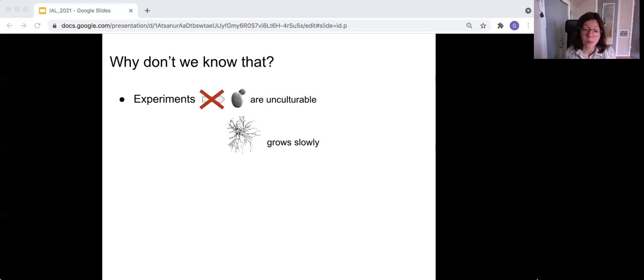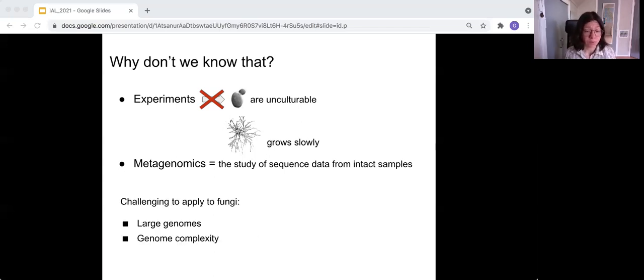And well, this is a problem, but it's not a problem unique to lichens. There are plenty of other systems and other microbial communities with unculturable components. A usual alternative would be metagenomics. Metagenomics is the study of sequence data from intact environmental samples. And metagenomics is great for bacteria, but applying it to fungi can be complicated. First of all, fungal genomes are much larger than bacterial, and also they are way more complex. And that can create troubles for metagenomics algorithms.